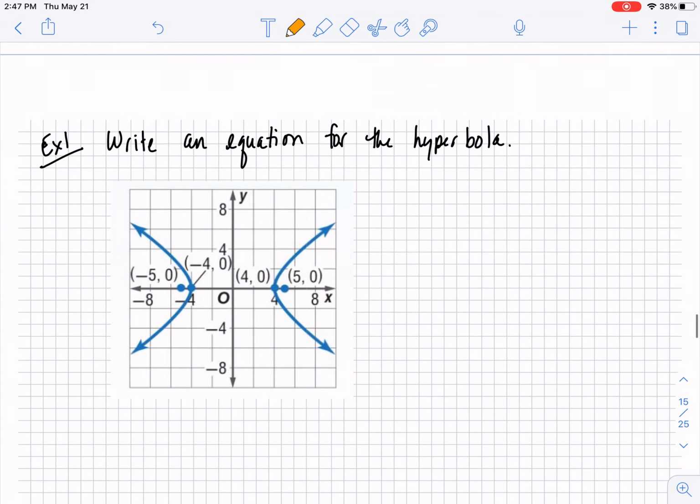Let's see. What else do we want to talk about? Write an equation of this hyperbola. Oh, this is a good one. Okay. Well, first of all, I know it's opening left and right. So that means the x squared is first. This is the form it's going to be.